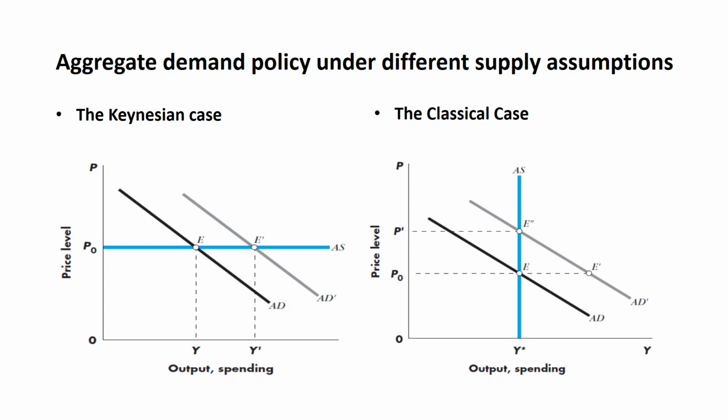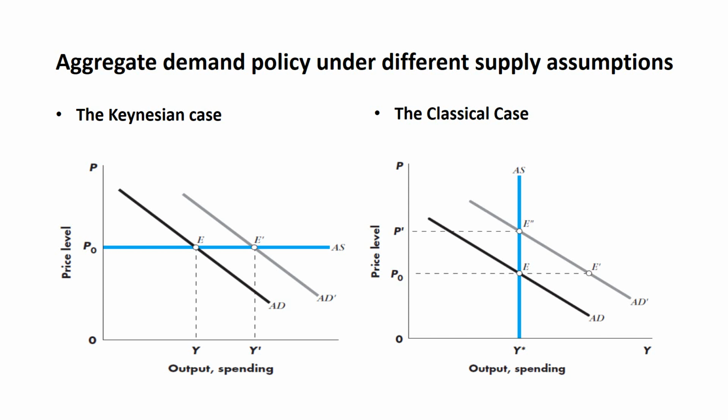Alright, so if we think about the demand side policy under different supply assumptions, we can think about the two extreme cases of aggregate supply. Recall that in the Keynesian case, the diagram on the left hand side, if we are considering how goods and services are supplied under an economy where there is extensive unemployment, the aggregate supply curve would be horizontal, indicating that firms would be able to supply whatever quantity is demanded at a given price level.